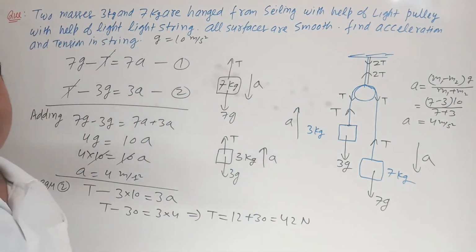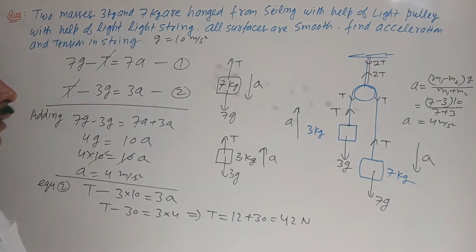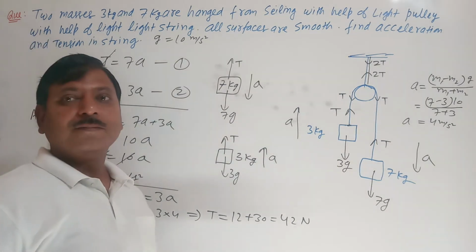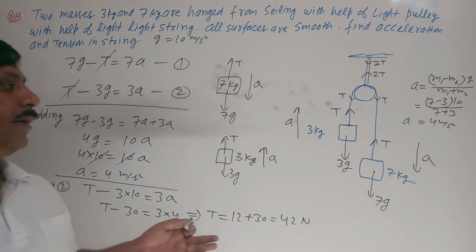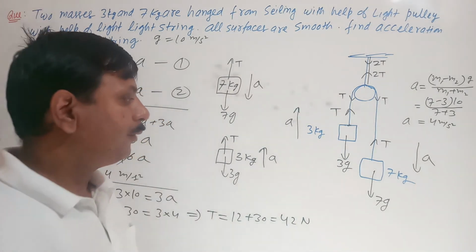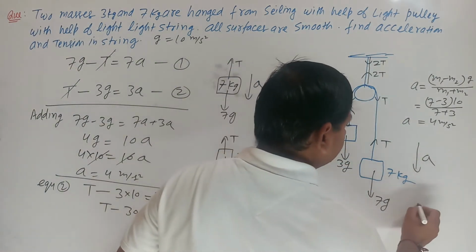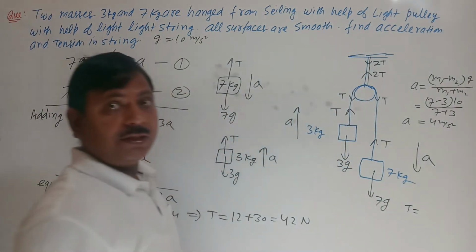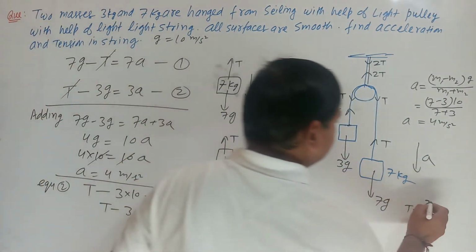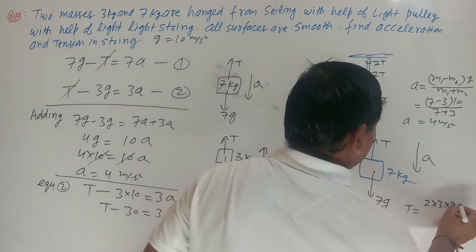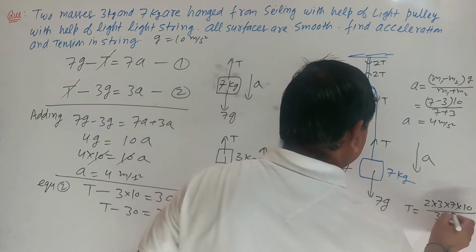So from here we can find it easily, and we can also apply the formula of tension, 2m1m2g upon m1 plus m2. So what will be the tension? Tension T is equal to 2m1m2 into g divided by m1 plus m2.